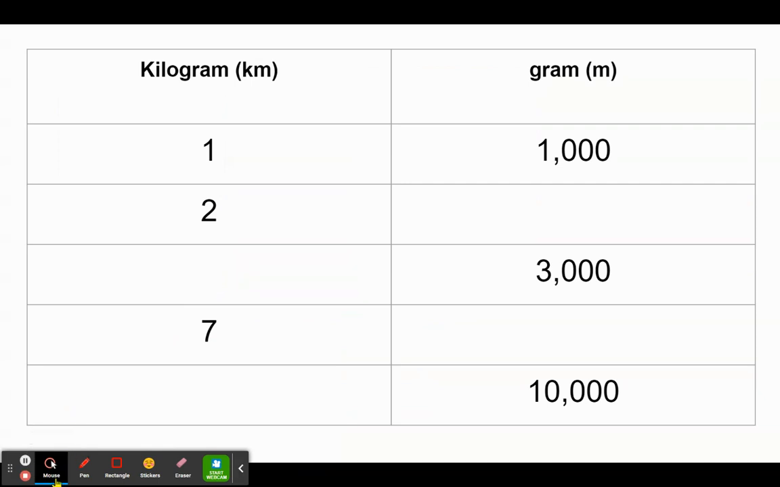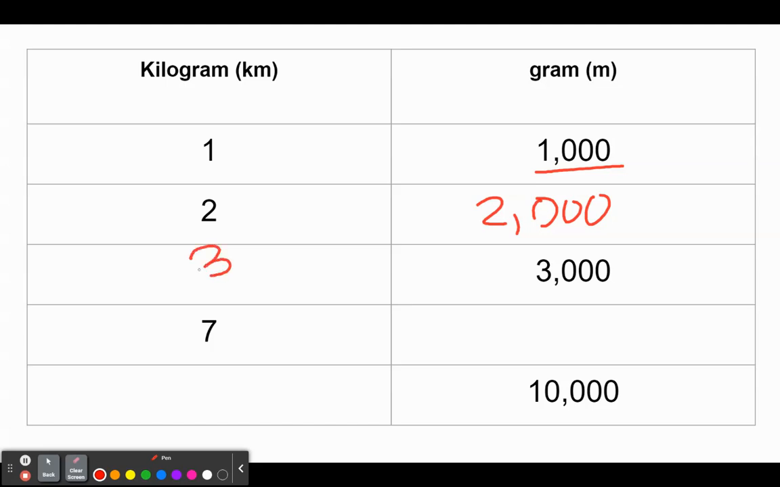All right, so 1 kilogram is equal to 1,000 grams. If I have 2 kilograms, that's going to be equal to 2,000 grams. If I have 3,000 grams, because for every 1,000 grams we get 1 kilogram, 3,000 grams is going to be equal to 3 kilograms. 7 kilograms is going to be equal to 7,000 grams. And 10,000 grams is going to be equal to 10 kilograms.